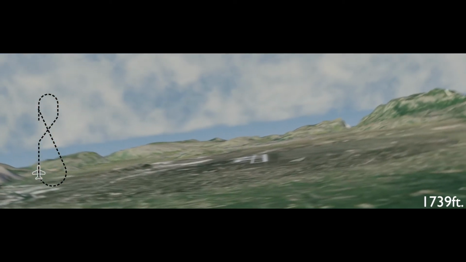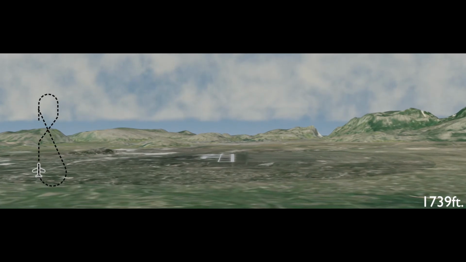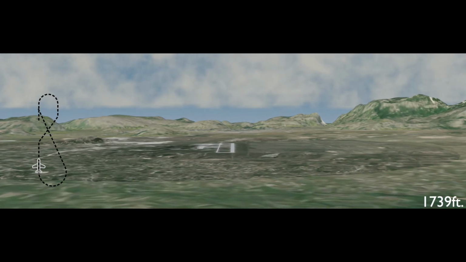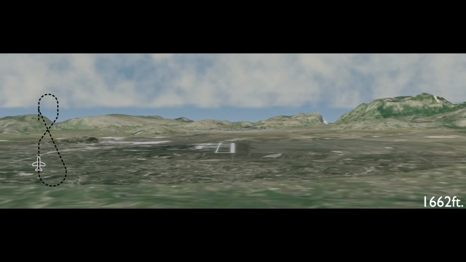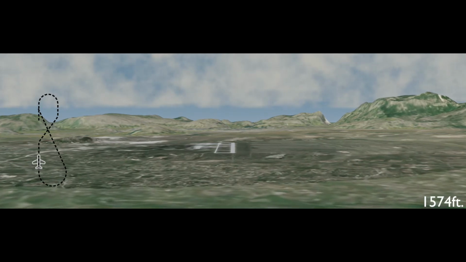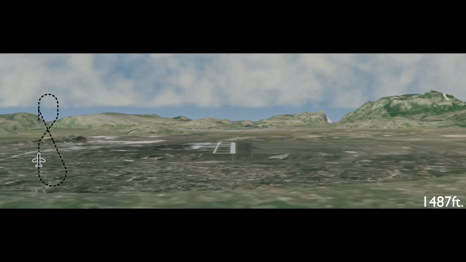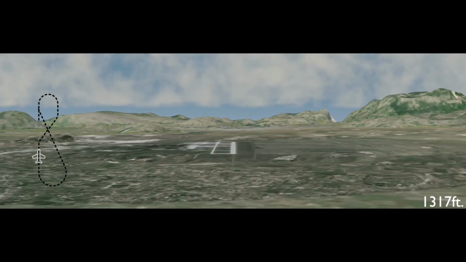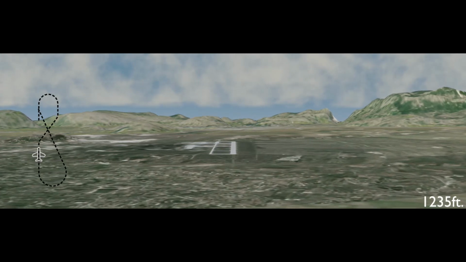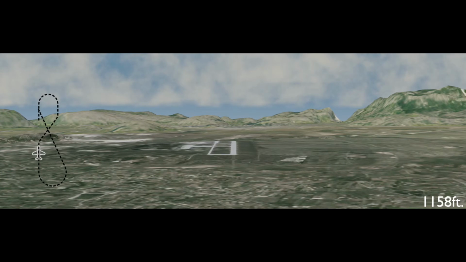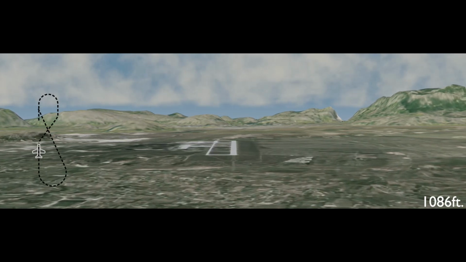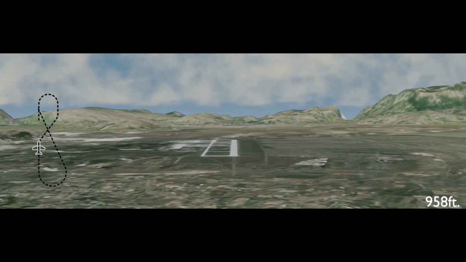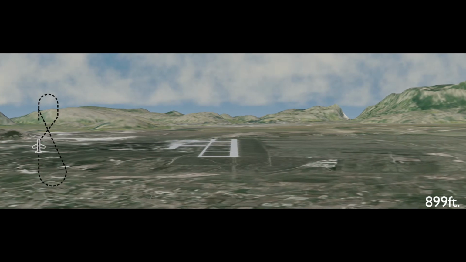We're intercepting the localizer at the intermediate approach altitude of 1740 feet. As we reach the final approach fix at 7 DME from Papa Oscar Delta, we can cross-check the glide slope and start descent. We level off at the MDA of 900 feet.